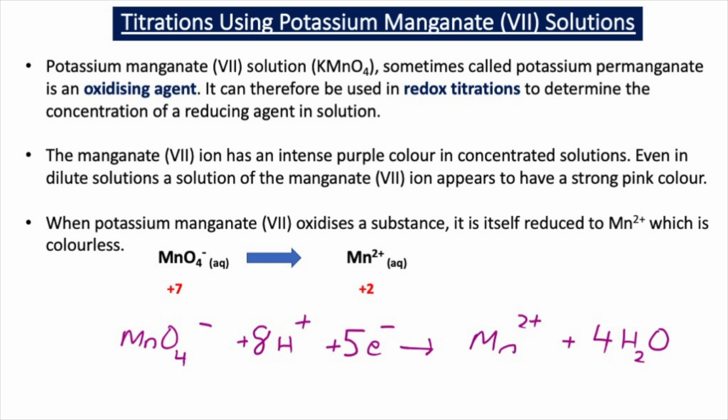Now it's important that you can write these half equations, or to give them their proper title, these ion electron half equations, for the substances that are being both oxidized and reduced in a redox titration. Because when we combine these, we have the overall equation for the reaction taking place.